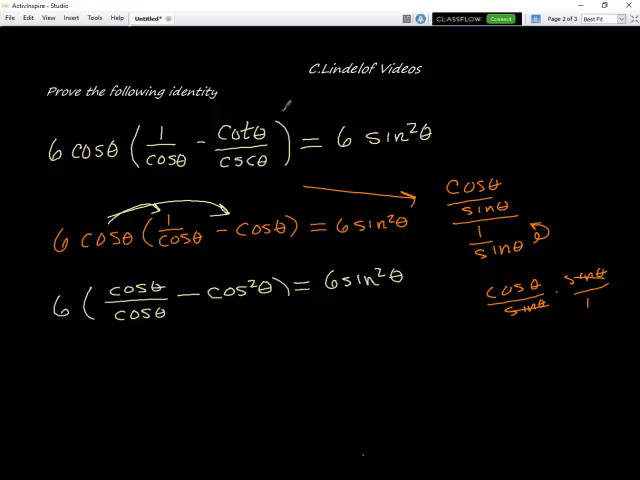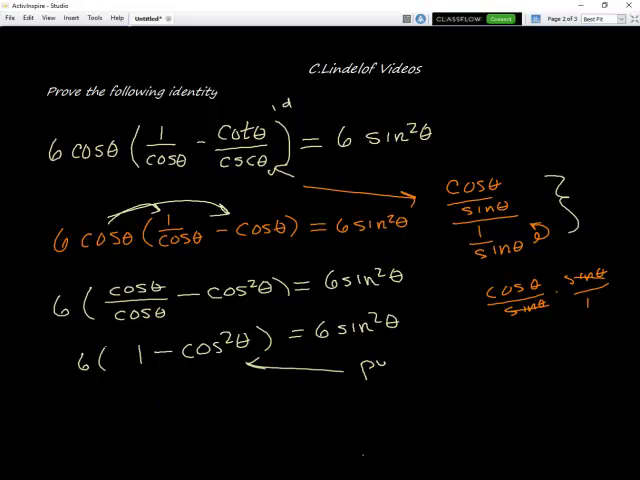Here, just so you know, I used the cotan identity up here. I used the cosecant identity down here, so if your professor makes you prove what theorems you used, those are the theorems I used. So cosine over cosine is 1 minus cosine squared theta. I'm sure you can see this Pythagorean identity right here, equals 6 sine squared theta. If I don't mess this up, this is going to work. So this is a Pythagorean identity, right?